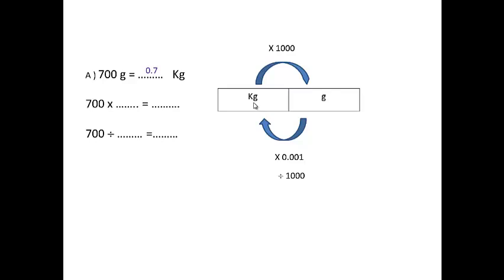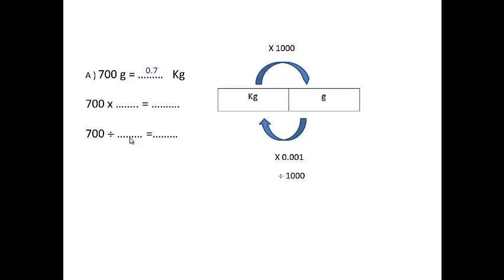Now, we have here 700 gram. Gram or kilogram, which one is big? Sure, kilogram. But the letter beside the number is only gram. So he asked here to convert from small to big. From small to big, we should divide. Divide by 1000. So we will write here 700 divided by 1000.